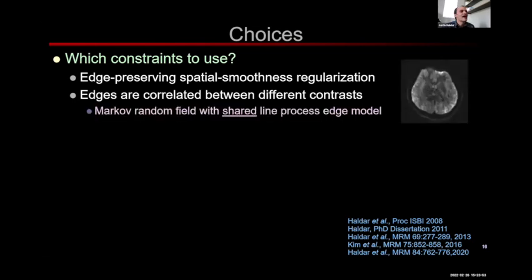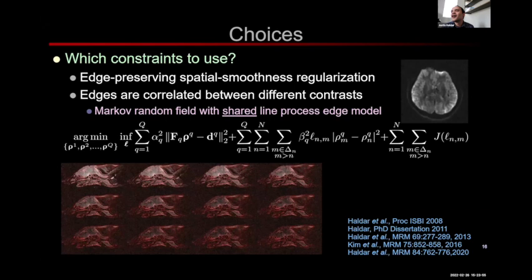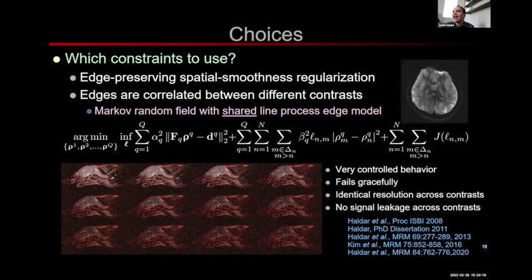There's some complicated math here that you don't need to know anything about to understand this, but one of the important features of this is that it has very controlled behavior. We can control the signal to noise ratio versus resolution trade-off very nicely. It fails gracefully, and it has a number of nice spatial resolution characteristics that it obeys.